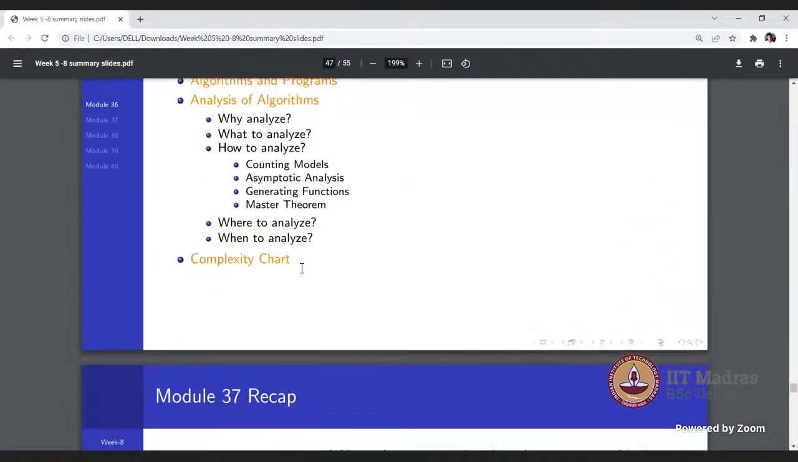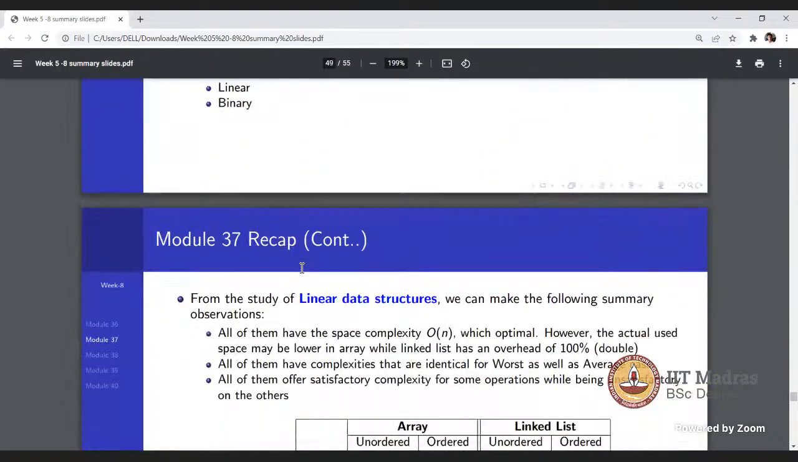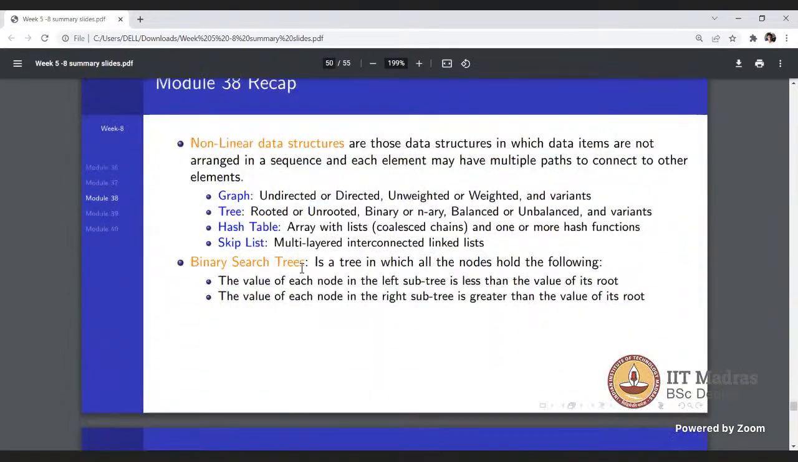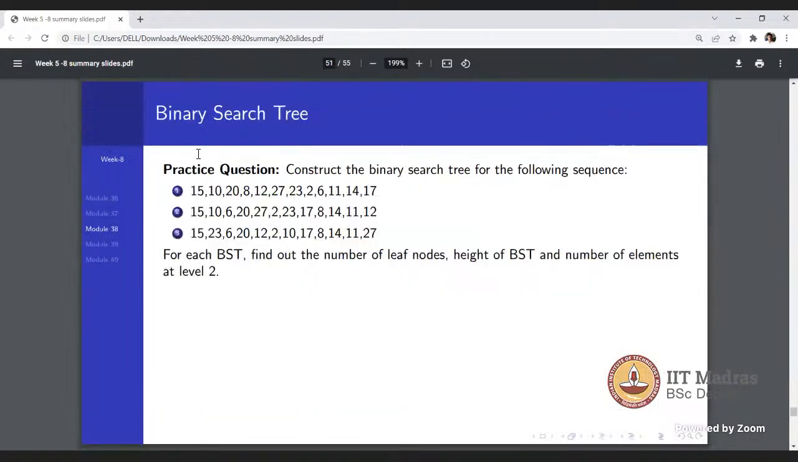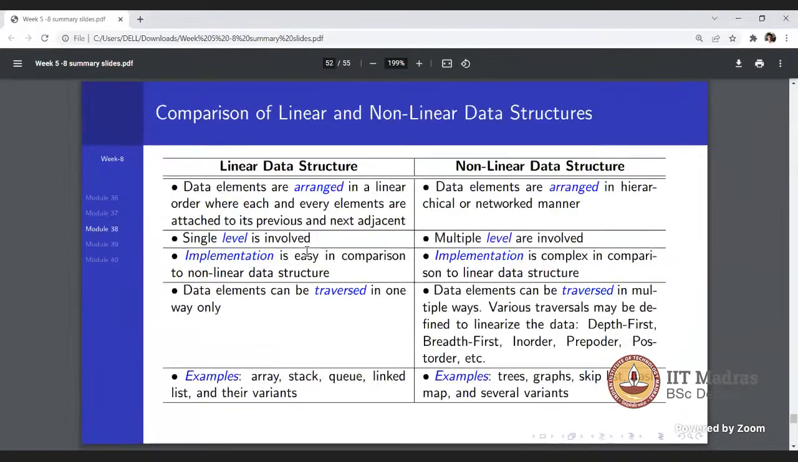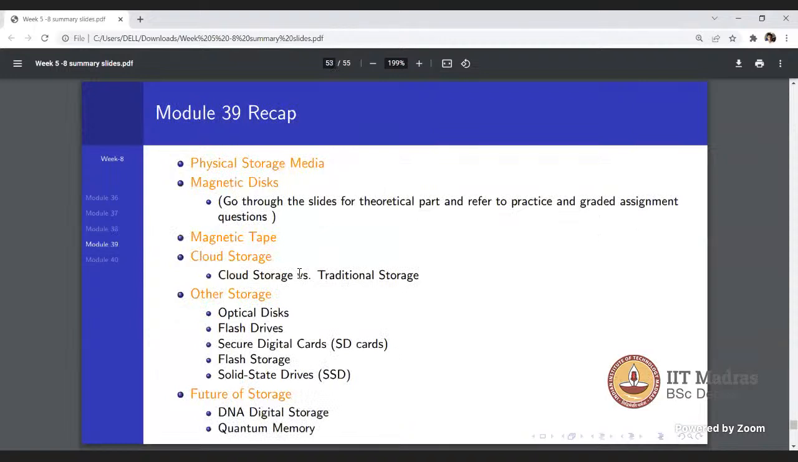Then B-tree, we have discussed the numerical part, BST also. Go to the slide for the theory part. I am talking about this practice question. We already discussed number of leaf nodes, height of BST, and number of elements at level 2. You can try out this question and post your solution on the discourse. For numerical, refer to the practice and graded assignment questions.